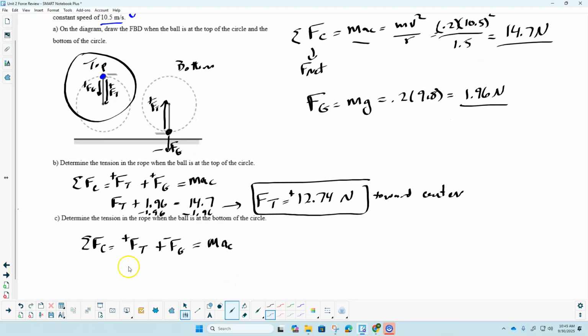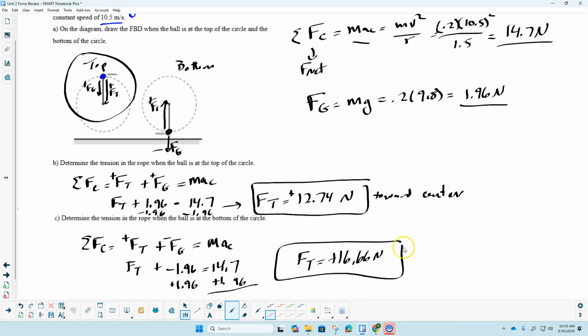MAC hasn't changed. That's the same number. So the tension is what we're solving for. Gravity is a negative 1.96 in this one. And then we have 14.7 for that. So I'm going to add 1.96 to both sides and get a value that the tension is positive 16.66. So it is larger in case, if we call this A for the top and B for the bottom, it's bigger in the bottom case where it has to pull up more because it's counteracting the gravity as well. So 16.66 versus 12.74.